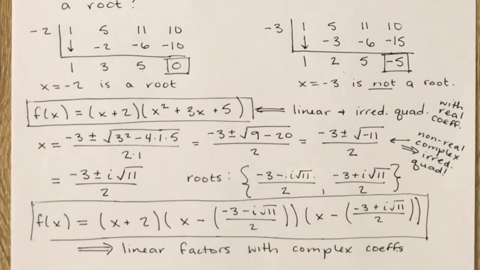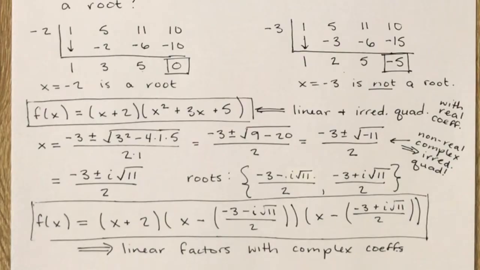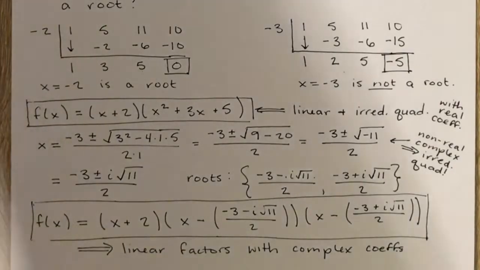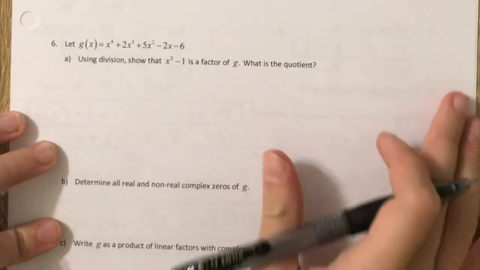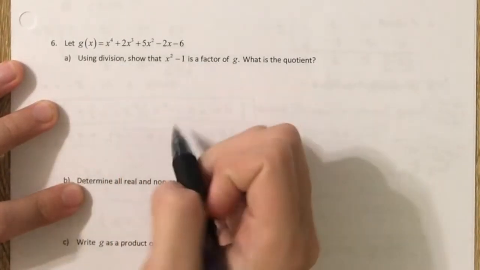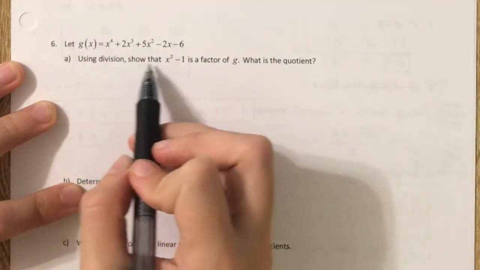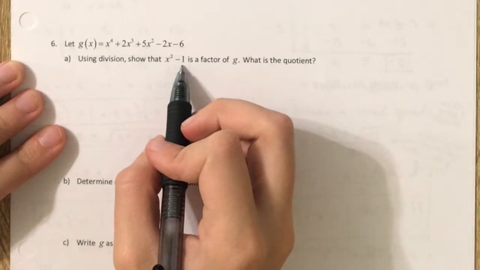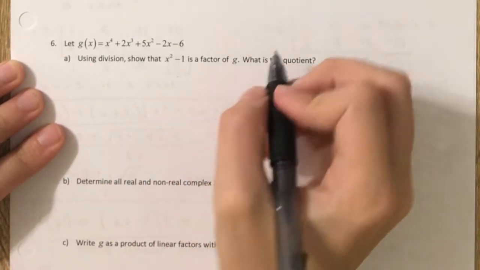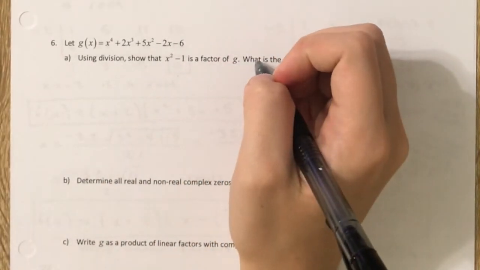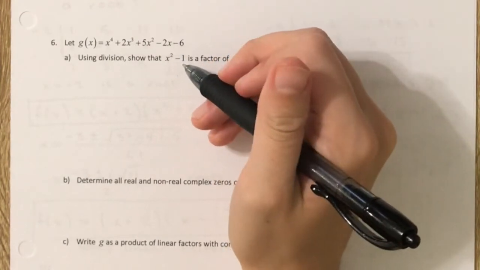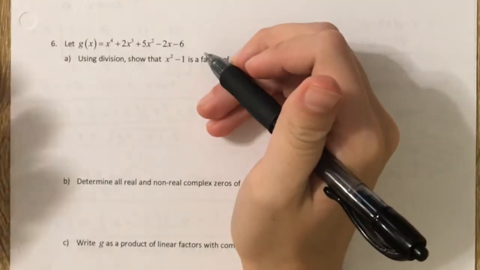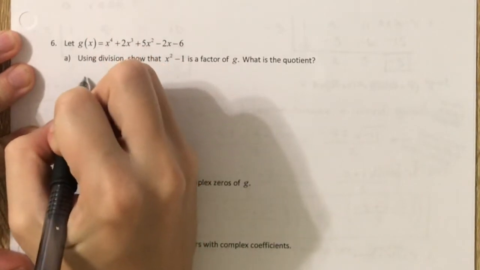Okay, let's check out one of these in the lab manual. This is actually under the section called Zeros and Factors of Polynomials. This is number 6. So we're given this function, and it says, using division, show that x squared minus 1 is a factor of g. X squared minus 1 is not one of the factors that we can use with synthetic division. Remember, synthetic division has to look like x minus c. So we have to use long division here. So let's set up that problem.